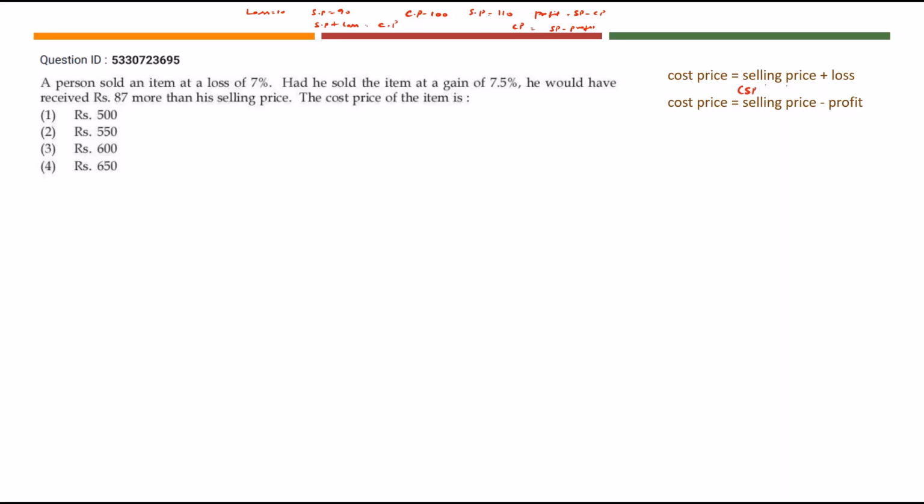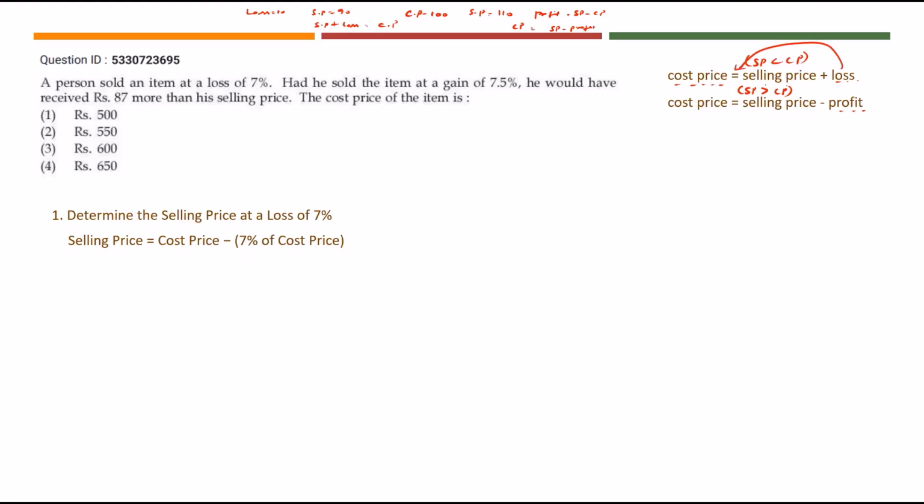Here selling price is greater than cost price, that's why you get profit. Here selling price is less than cost price, that's why you get a loss. Now we will solve this problem step by step. The first step is to determine the selling price at a loss of 7%. So how do we do that? Selling price is equal to cost price minus loss. So this loss will go to this side. Cost price minus loss will give you selling price.